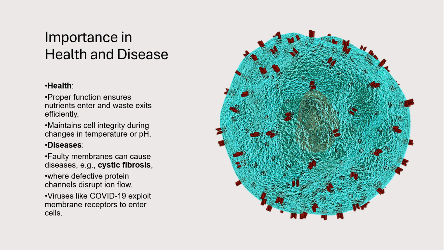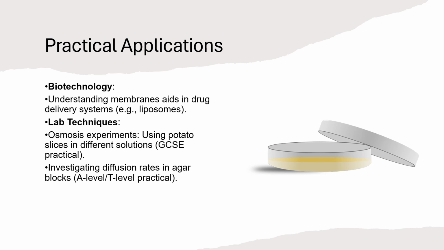Disease. Faulty membranes can cause disease, such as cystic fibrosis, where defective protein channels disrupt ion flow. And many viruses, including HIV and COVID-19, exploit receptors in order to enter cell membranes. And this also happens in bacteria, where bacteriophage or phage enter in the same way. Practical applications. In the world of biotechnology, understanding membranes aids in drug delivery systems, because drugs need to get into cells sometimes.